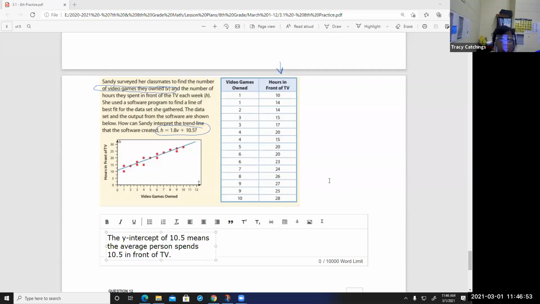All right, what's the slope? All right, what do they tell us? All right, tells us that for every video game down, there's an increase of 1.8 hours in front of the TV.